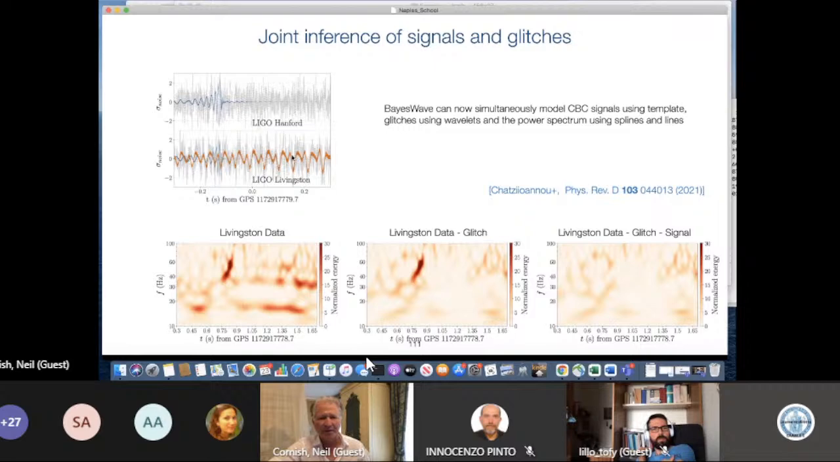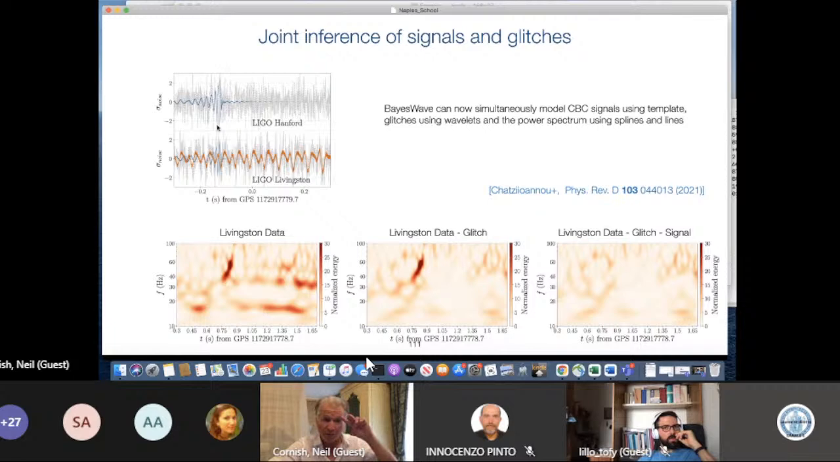This is not a glitch. This was a scattering arch. It's a particular kind of noise transient, a nasty one. And we simultaneously model the signals and the glitches. Here we're using a model based on general relativity, not wavelets, to model a signal.